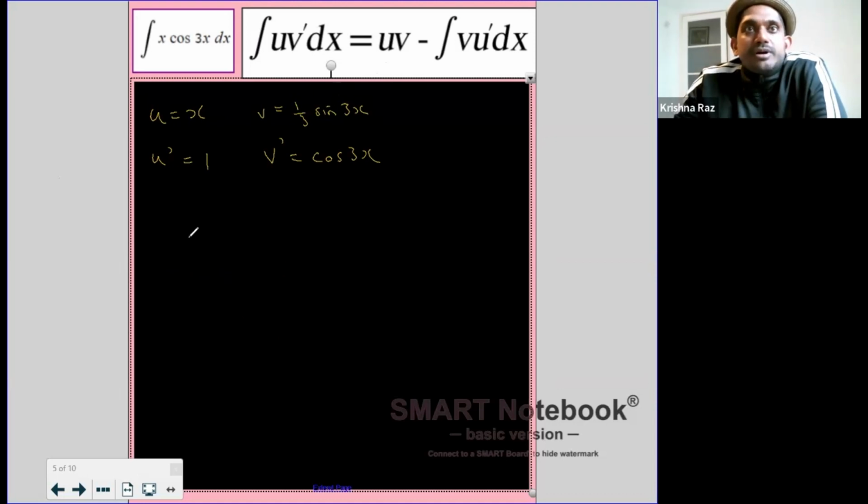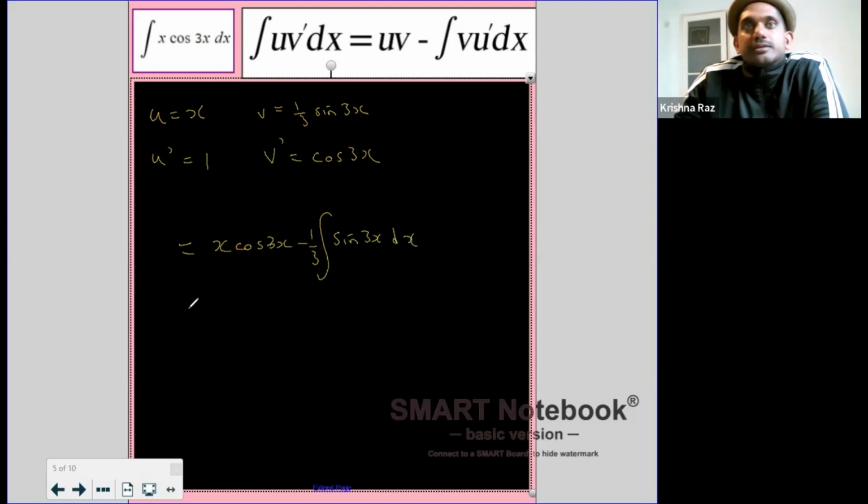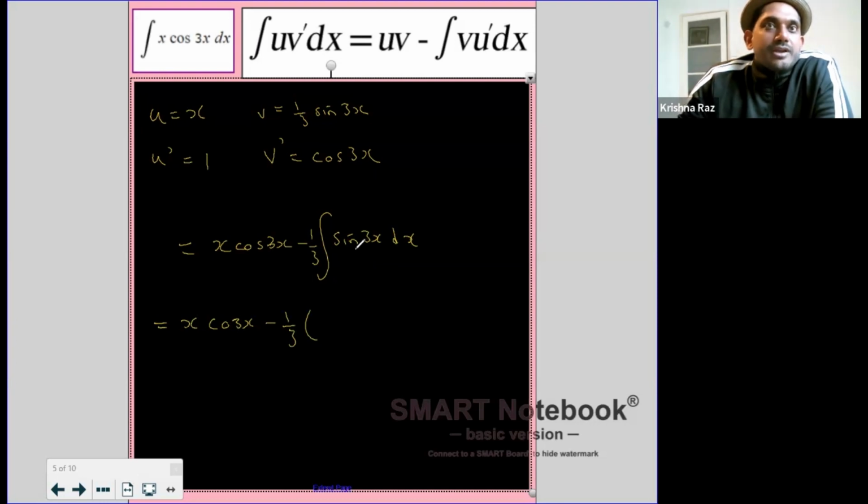Now from the equation above, we can see the integral will equal uv, so x times a third sine 3x, minus the integral of vu dash, which will be a third sine 3x times 1. So I'm going to take the third out. Sine 3x dx. So the answer will be x over 3 sine 3x minus a third of the integral of sine 3x.